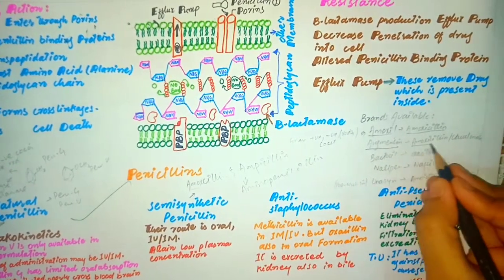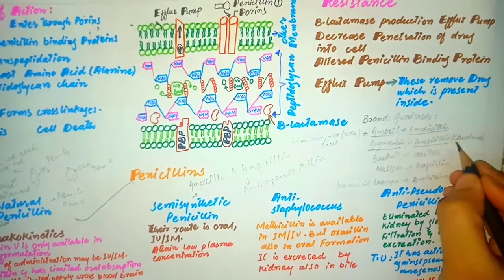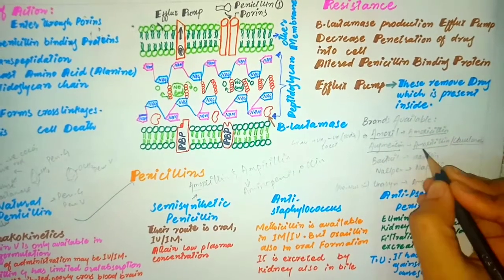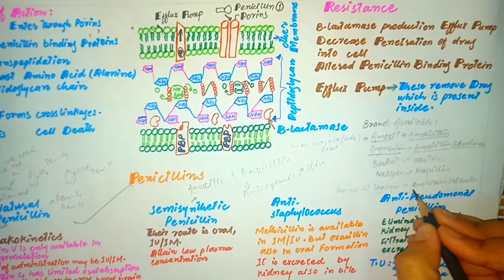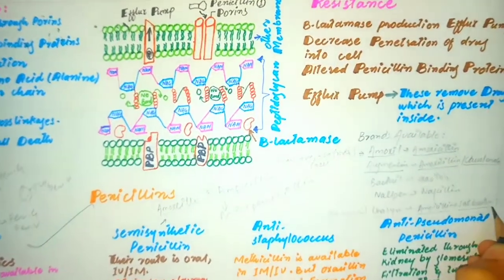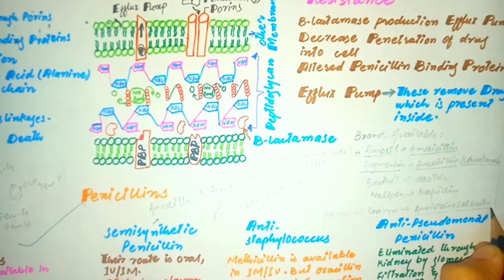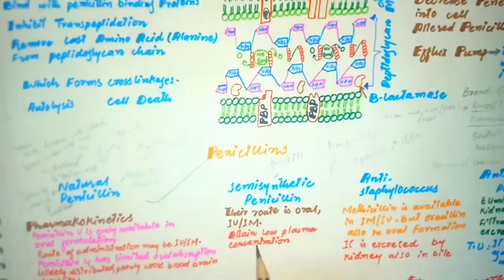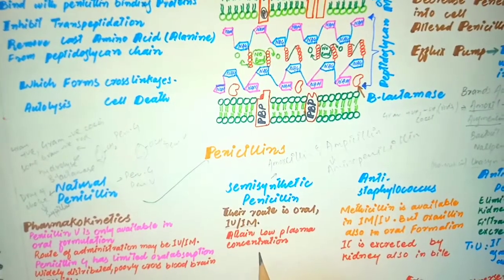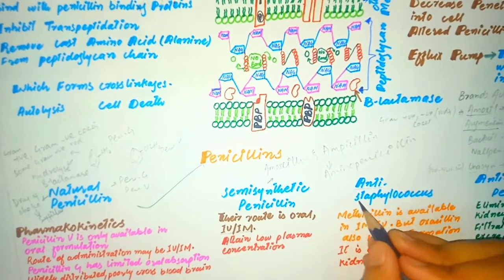If we come to the widely used combinations, brand names are Amoxil, which is amoxicillin, and Augmentin, the widely used combination of amoxicillin and clavulanic acid, and Unasyn. Unasyn is ampicillin plus sulbactam.